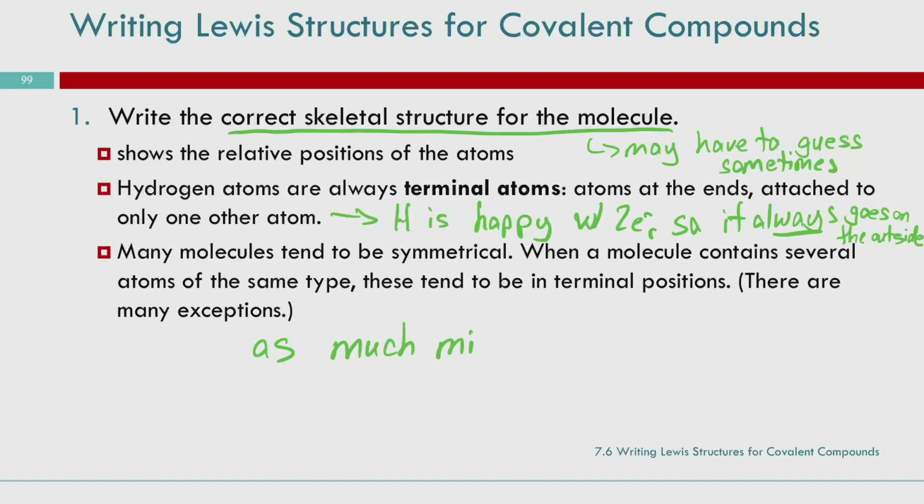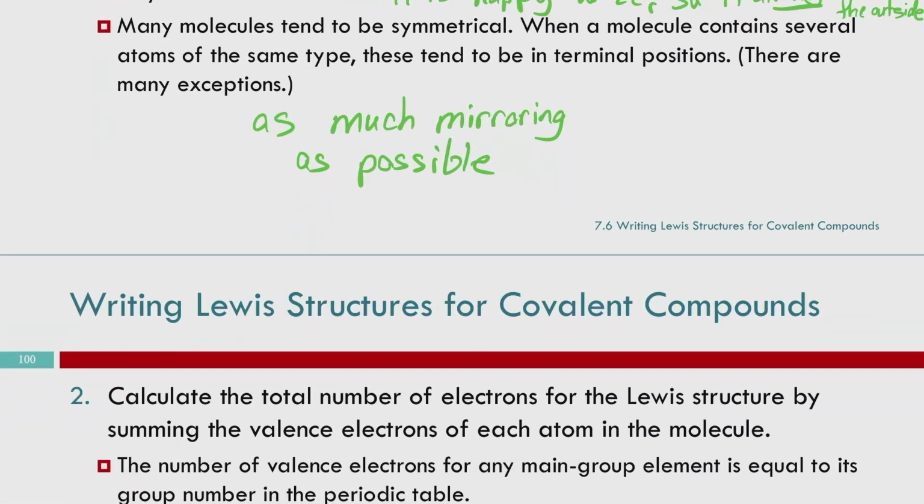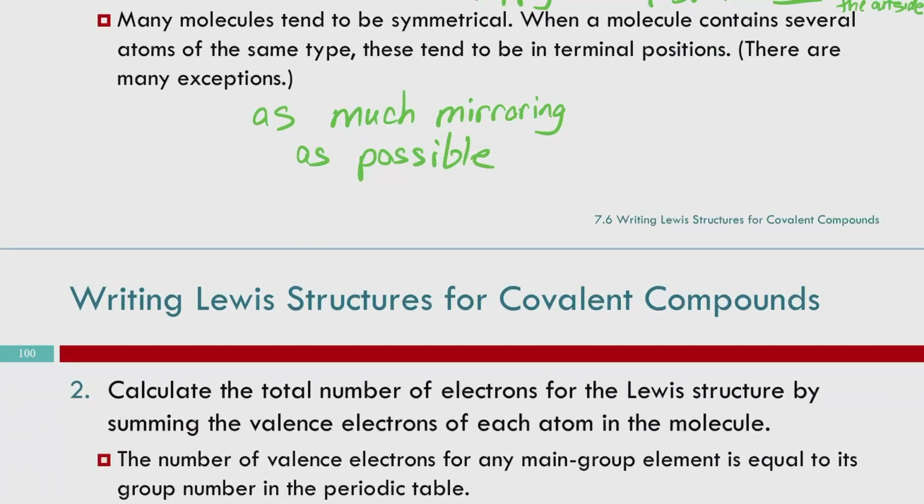So as much mirroring as possible. The left and the right, the top and the bottom, the front and the back in some cases. We want to maximize our symmetry. That's really because it's stable, but it also looks nice. So that's setting up our skeletal structure.